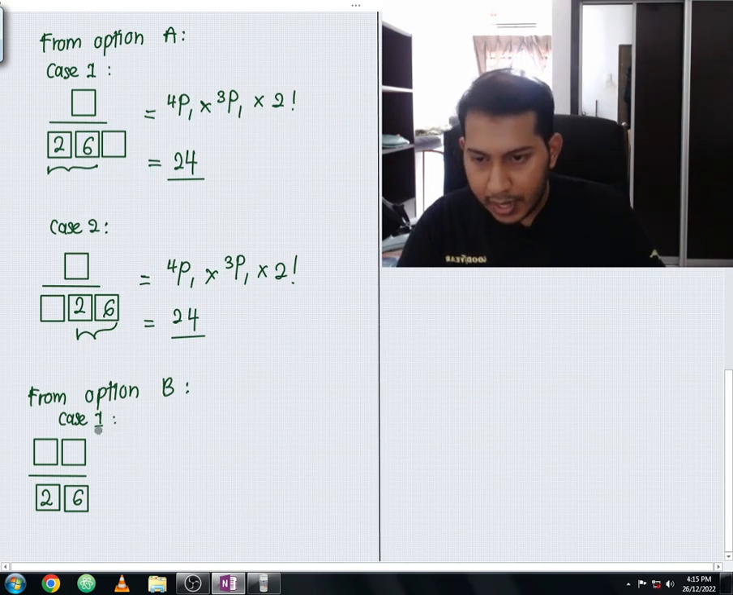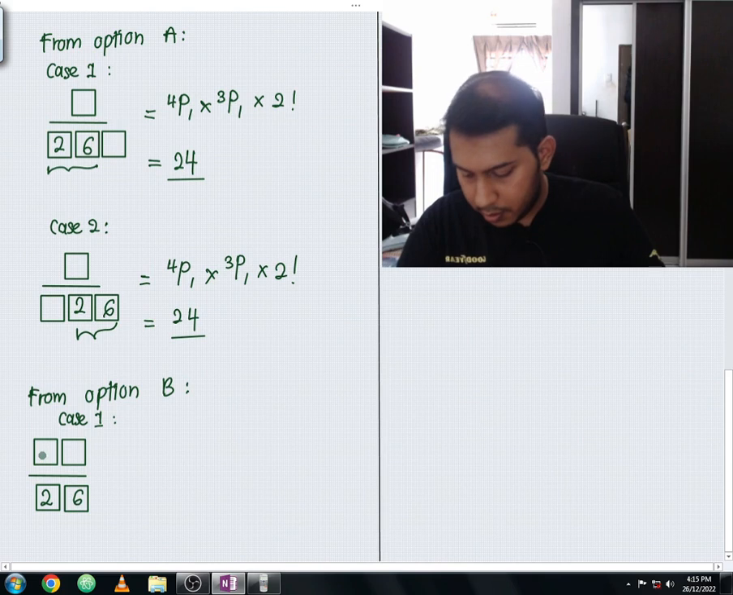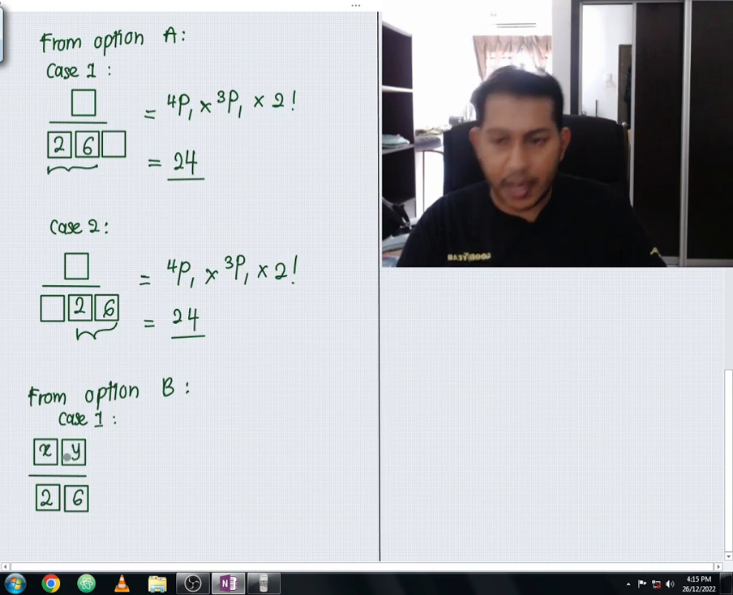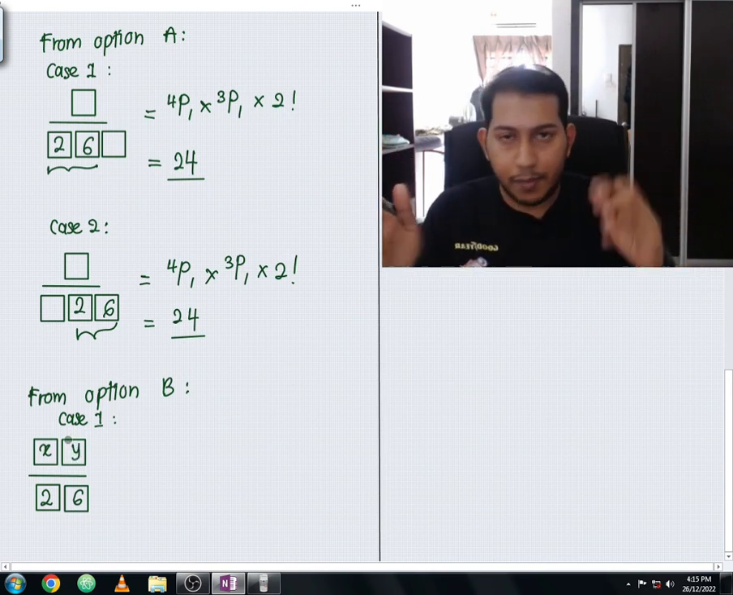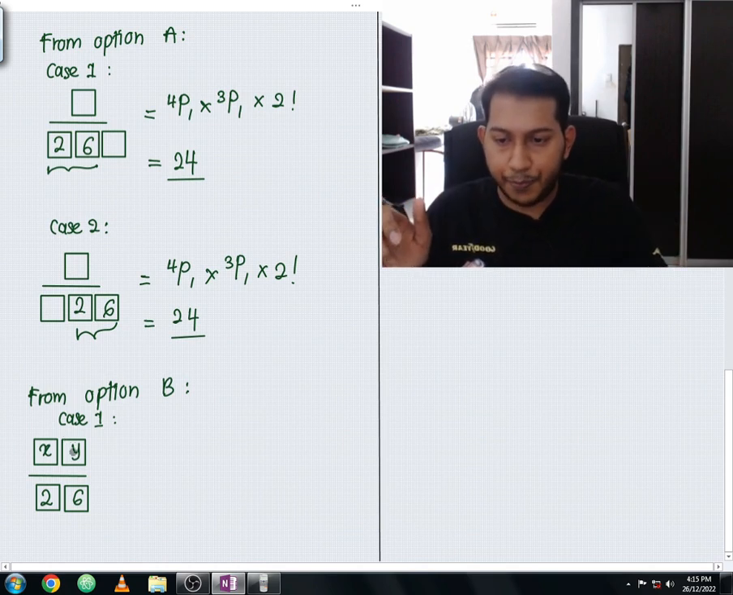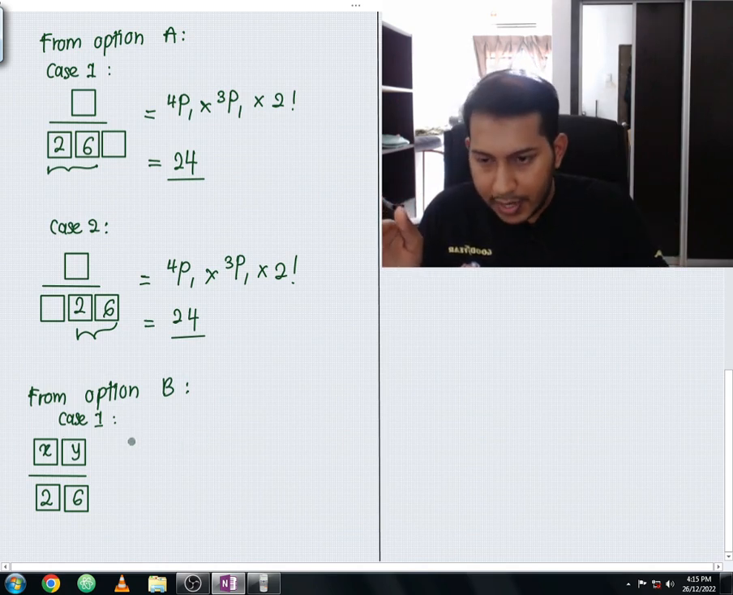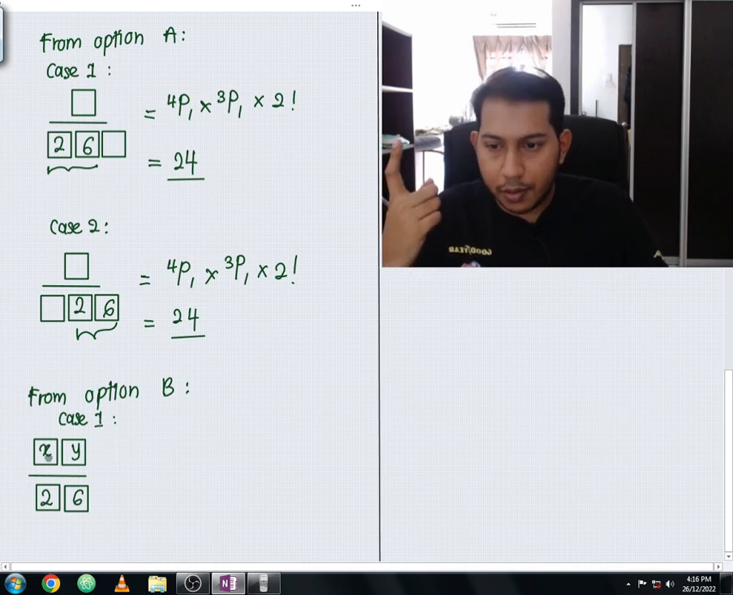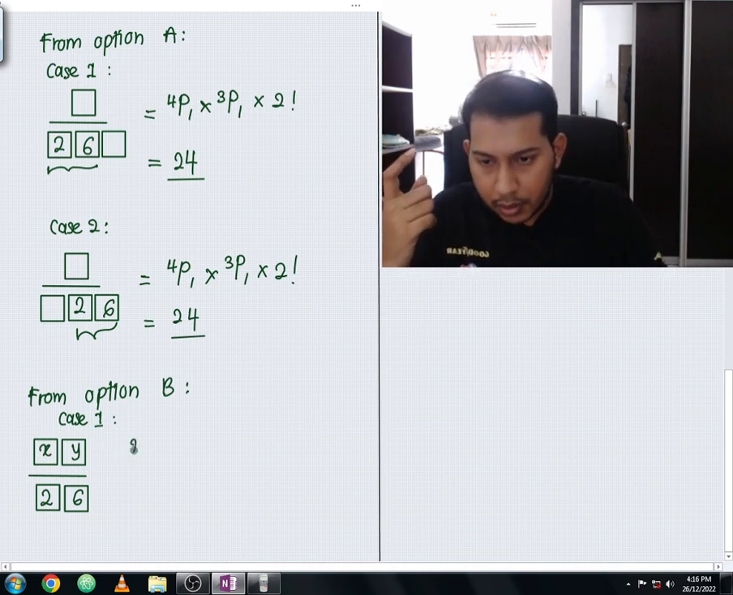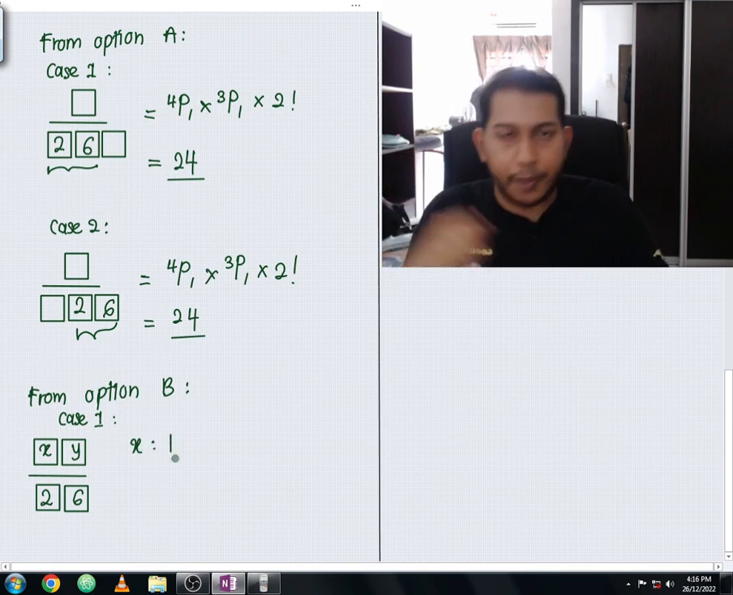Okay, and then let me write the first card as X and the second card as Y, as variables, because you have 4 cards, right? You can place any numbers within the X and Y. So from here, let's say you choose number 1 to be placed at X.